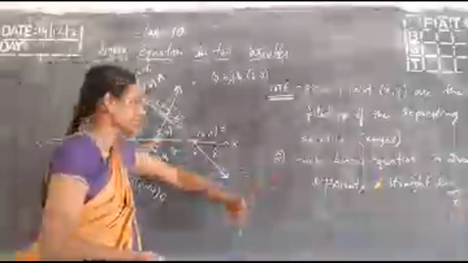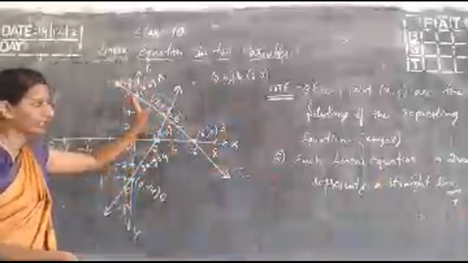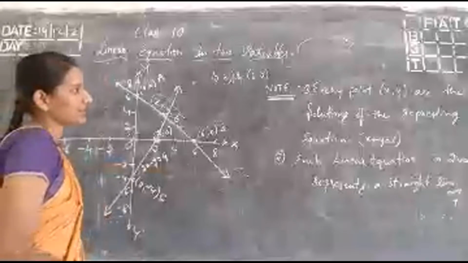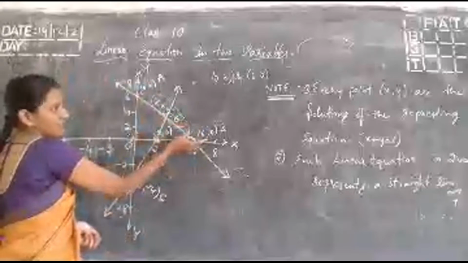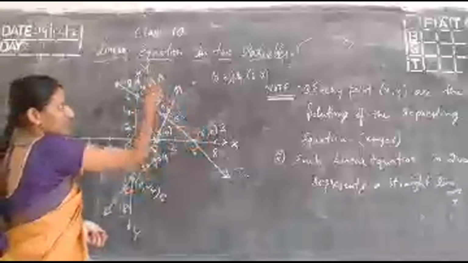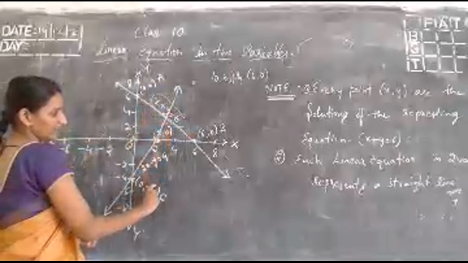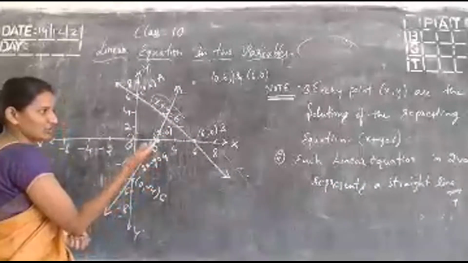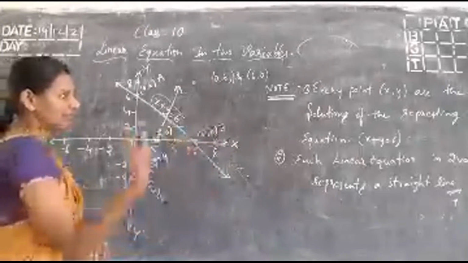To tell these 2 points, I have explained all this. Means how to solve these two equations and how to represent everything. Understood? Every point x comma y is a solution of the representing equation. Means these 2 points represent what? Solutions of this equation. Similarly, these 2 points represent solutions of 2x minus y is equal to 4. Understood?